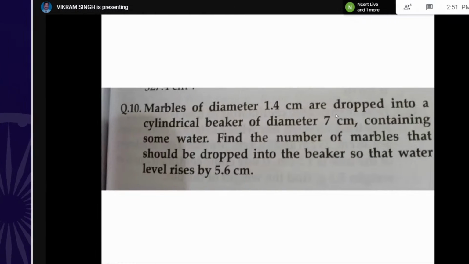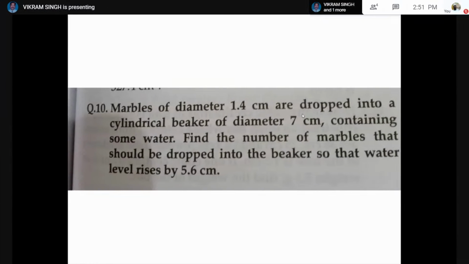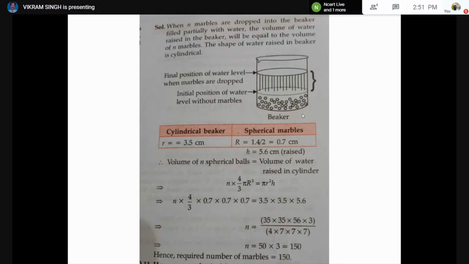So this was asked in the question: find the number of marbles that should be dropped in the beaker so that the water level rises by 5.6 centimeter. So this is our answer, 150.